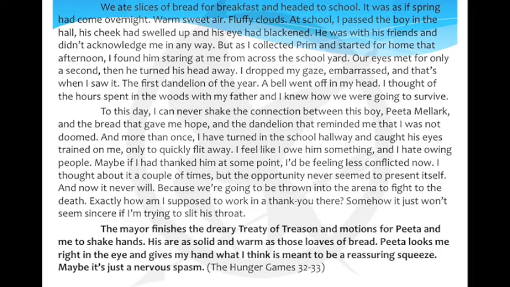Finally, in the last paragraph, Katniss returns to the present. Pause the video to read the last paragraph. You should notice that all of the verbs used in the last paragraph are in the present tense.